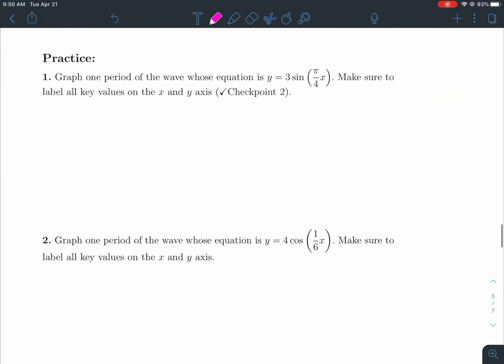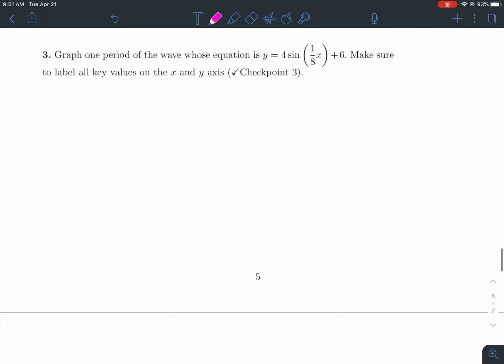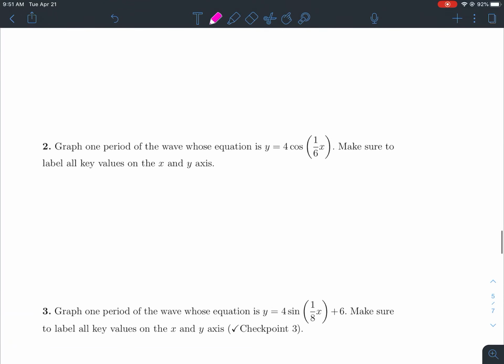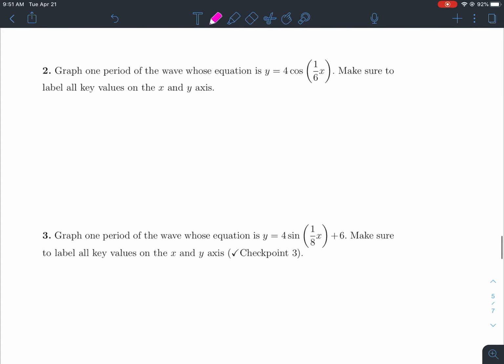Alright guys, so it's time for you to get some practice with this. So please do problems 1, 2, and 3 before continuing with the rest of the lesson. Number 3 has an interesting thing where you have to combine in all of the things we've learned: the amplitude, the period change, and the vertical shift. So see if you can do that one when you get to it.